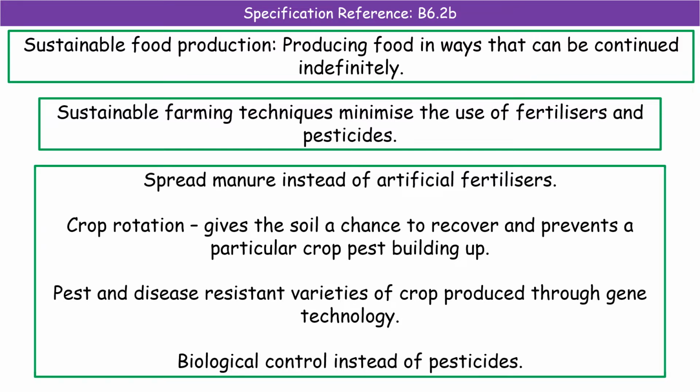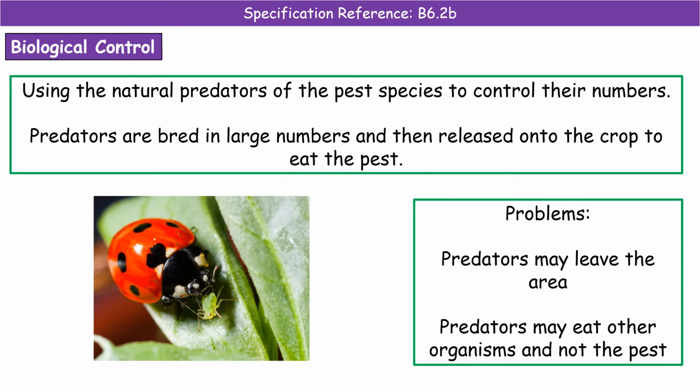Rather than obviously relying on fertilisers, we can use the process of crop rotation so that gives our soil a chance to recover and prevents any particular pests or fungal infections from building up in that soil that would affect our crops. We'll be using some pest or disease resistant varieties of crop so that we don't need to use those chemicals. And we can use the process of biological control rather than pesticides.